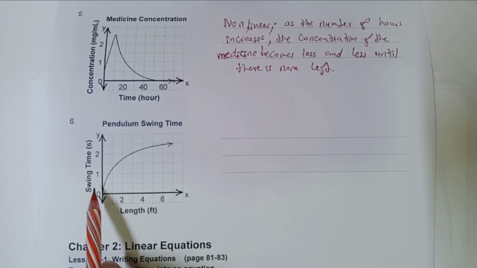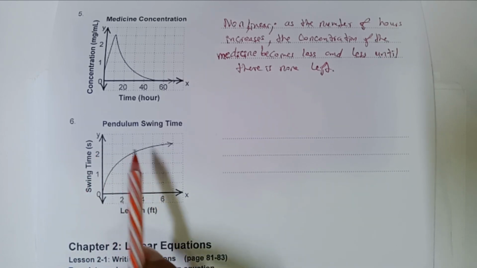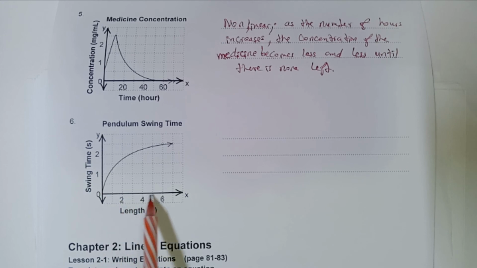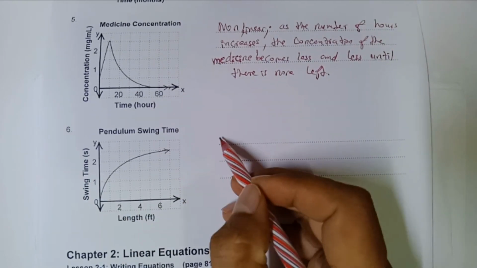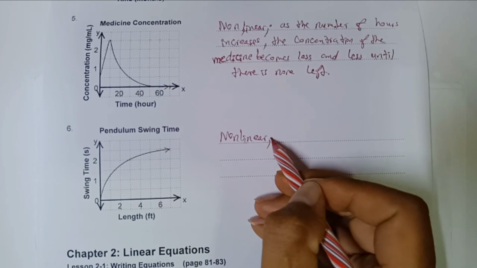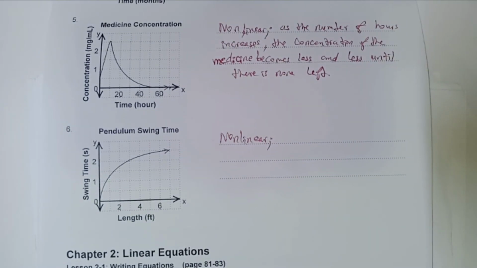Last number in this section, number 6, is about the pendulum swing time. This is the length of it. This is the swing time of the pendulum. As you can see, the shorter the length, the shorter the swing time. But as the length increases, the time also increases for it to swing. So this is a curve. This is also non-linear. Let's translate this one here.